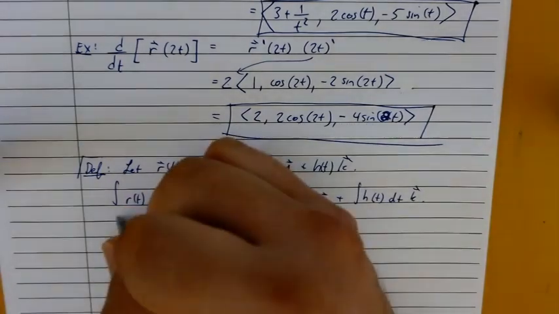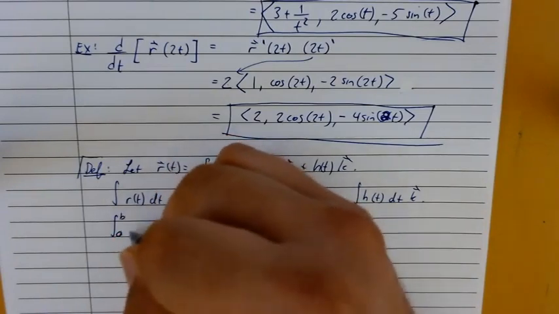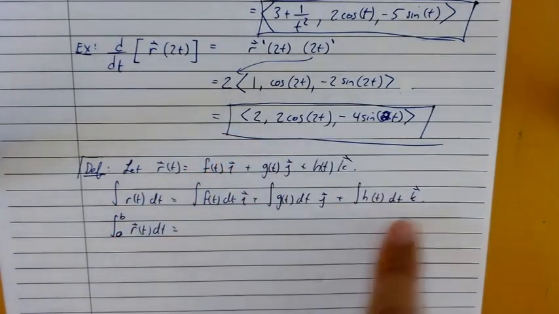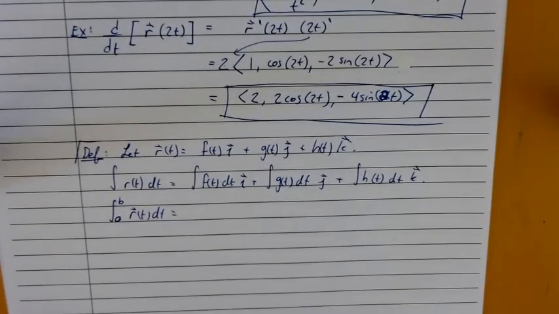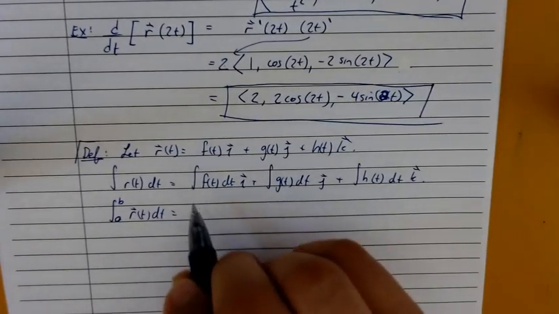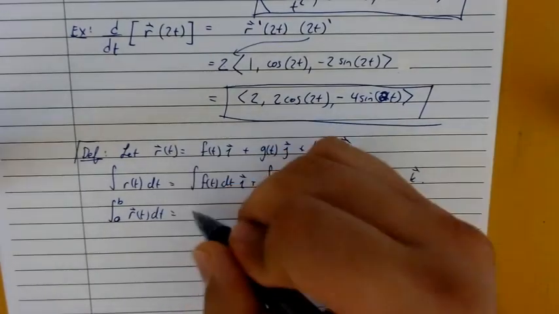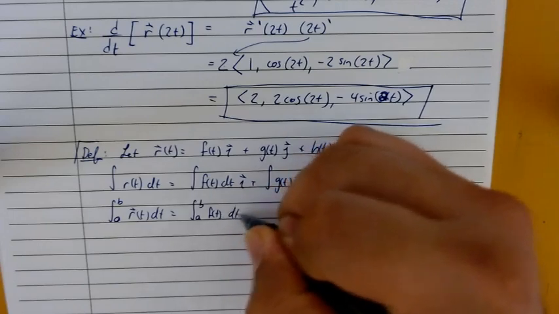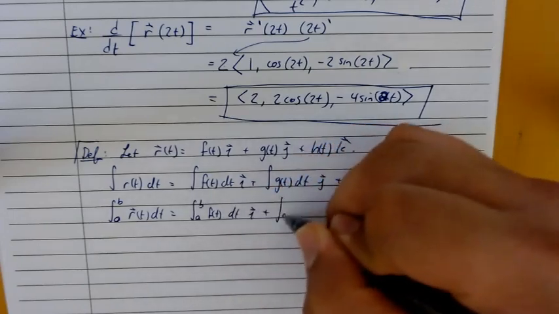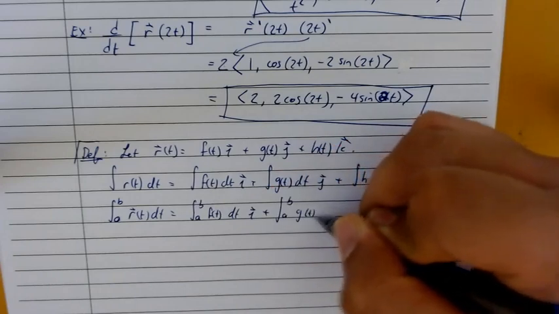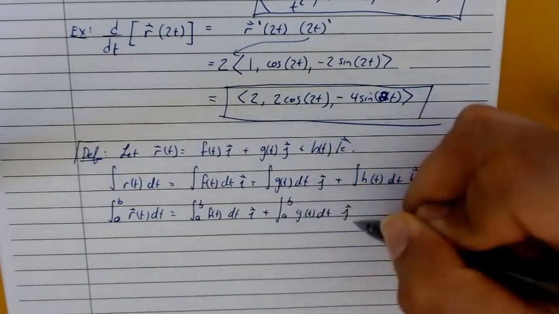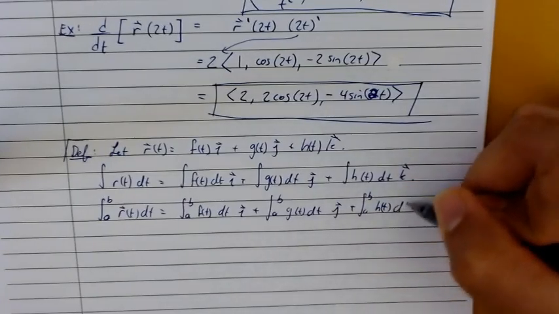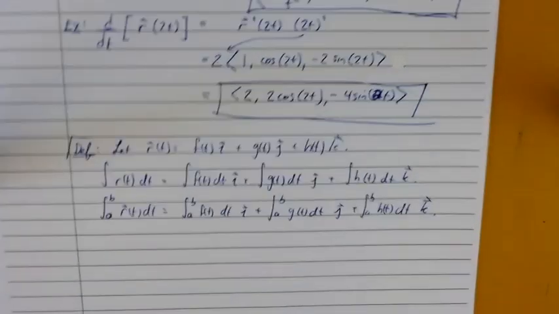If you need a definite integral, say for example from a to b of r of t, then it's evaluated in the way we're used to. We're going to take the antiderivative and then apply the fundamental theorem of calculus, and we can compute each of those components. So here that would be the integral from a to b of f of t dt i plus the integral from a to b of g of t dt j plus the integral from a to b of h of t dt k.